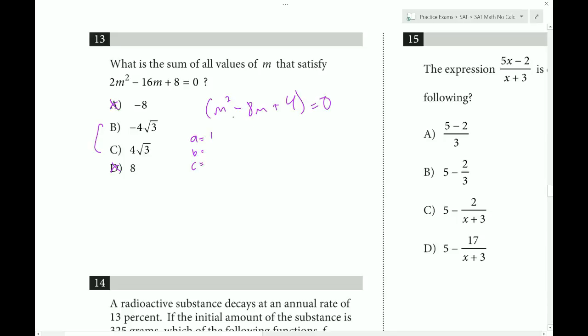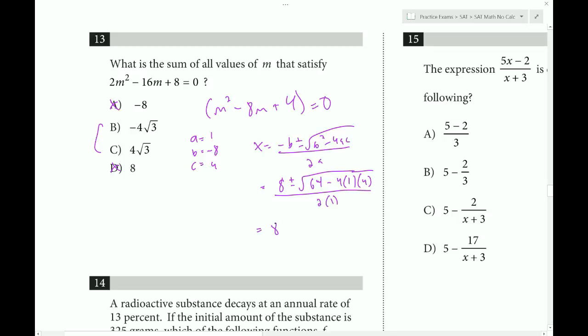So we can use a equals 1, coefficient here, b is equal to negative 8, and c is equal to 4. So our equation is x equals negative b plus or minus square root b squared minus 4ac all over 2a. So negative b will be 8 plus or minus square root b squared will be 64 minus 4 times 1 times 4 all over 2 times 1. So that's 8 plus or minus square root of 64 minus 16 all over 2.